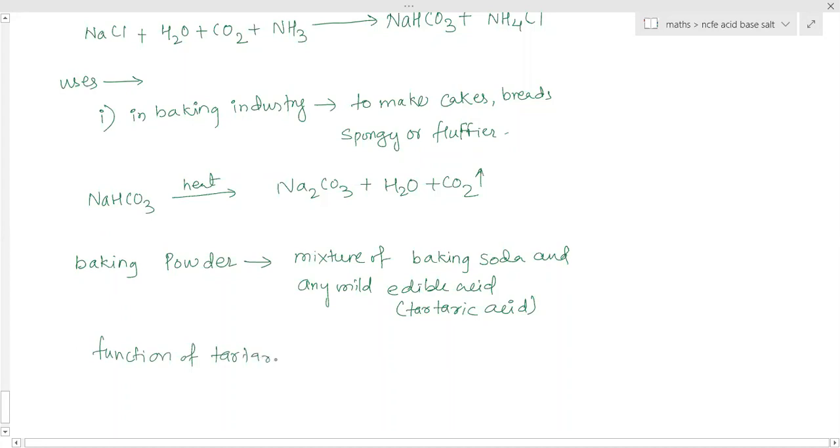Ma'am, so for this baking powder, in exams, can we also write that it is used as a leavening agent? Leavening agent, what is that? Like, because of this, water and carbon dioxide go out, right? So how do we write that? What do you want to write? To write that it releases carbon dioxide. Oh, okay.